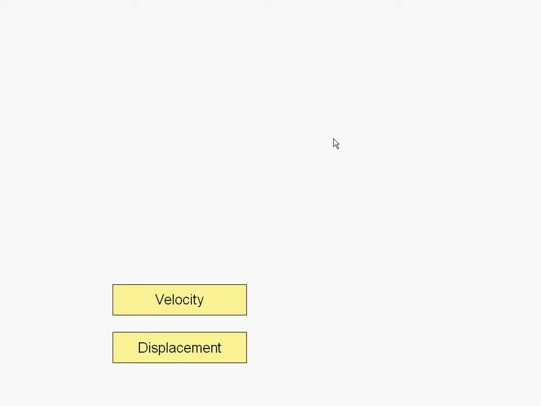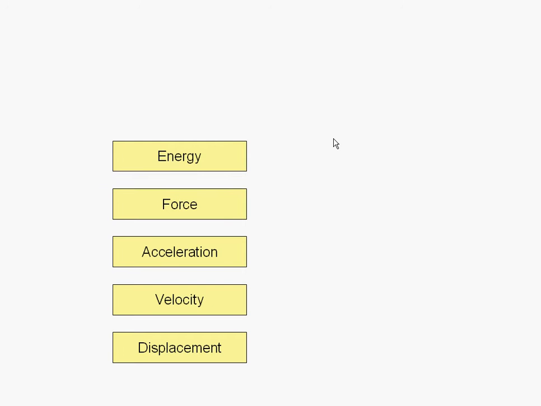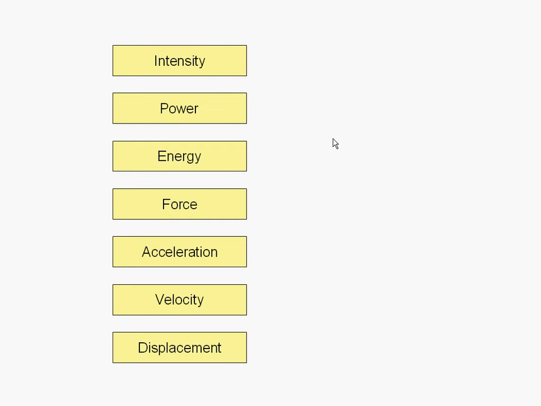Hi, in order to help students solve physics questions better, I will ask them to list down 7 important physical quantities of physics. They are displacement, velocity, acceleration, force, energy, power, and intensity. You realize that when we are dealing with physics questions, these are the main physical quantities that we have to calculate or have to bear in mind in order to solve the physics question.